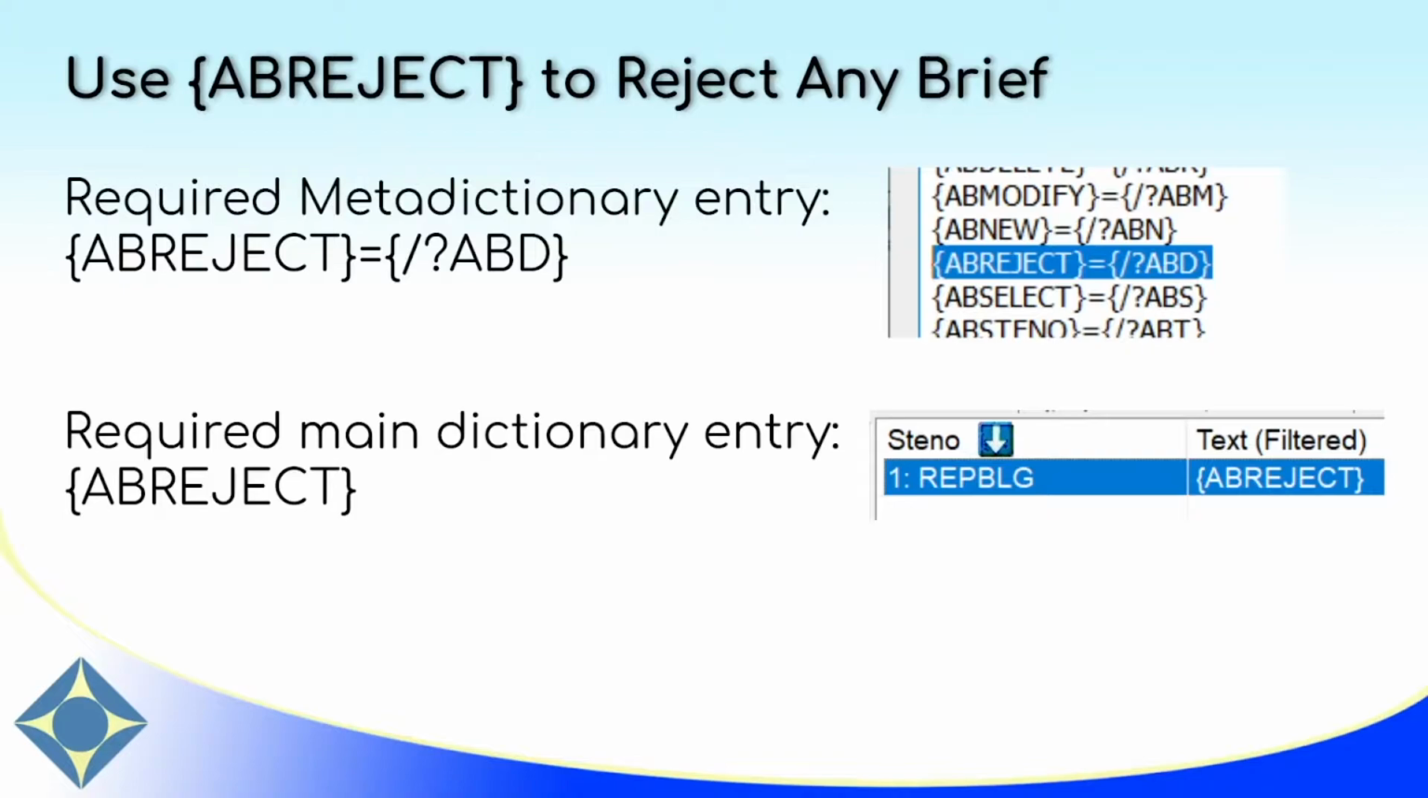In order to use the ABREJECT dictionary entry, you do have to have the required meta dictionary entry, which you can copy and paste from the description of this video and place into your own meta dictionary, and I'll show you that in just a minute. You also have to have a main dictionary entry defined as ABREJECT. You can use any steno that you'd like, however. Once these two elements are in place, then you'll be ready to start rejecting briefs.